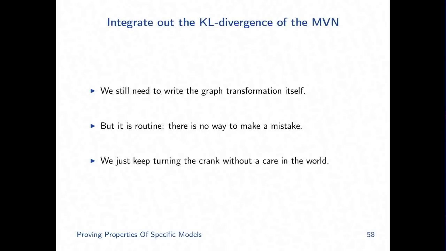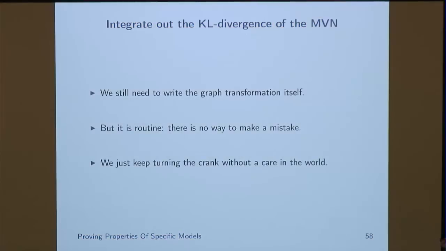Now we still need to write the graph transformation itself. This was just the mathematical justification. But it's routine. I mean, there's no way to make a mistake, so we don't really have to think that hard. Pretty much just keep turning the crank without a care in the world.